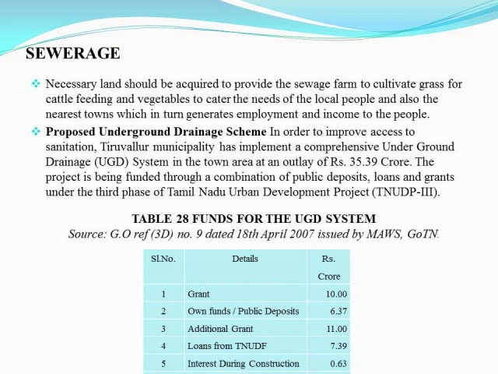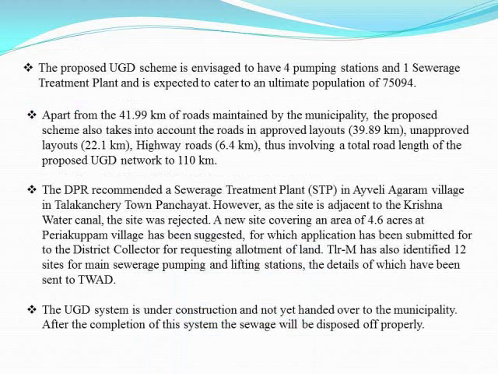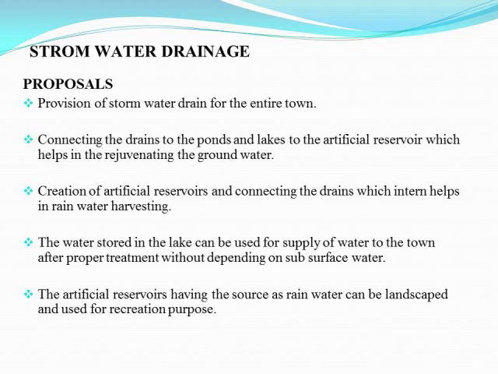Sewage. Necessary land should be acquired to provide a sewage farm to cultivate grass for feeding cattle and vegetables to cater to the needs of the local people, and also the nearest towns, which in turn generates employment and income for the people. At present, the underground drainage system is being implemented in the town, and the table shows the details of the funds of the UGD system. There are totally 4 pumping stations and 1 sewage treatment plant, which is expected to cater to an ultimate population of 75,094. This shows the UGD scheme.